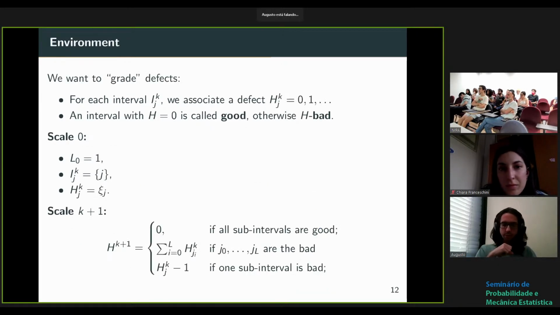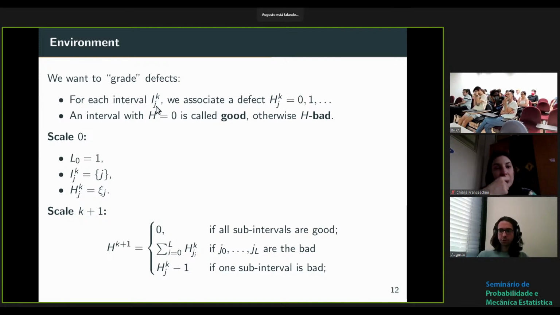Okay, so let's do the environment thing I told. So I said that the previous slide was very informal and heuristic. Let's make it more rigorous. I said that we want to grade defects. That means for every interval I at scale k and position j, we're going to associate a defect h_kj. And this defect is an integer, could be 0, 1, 2, and so on.